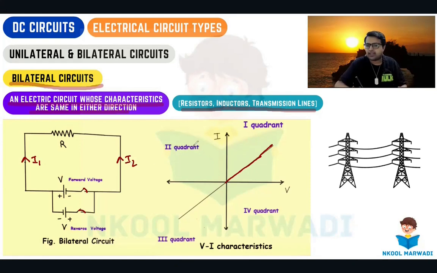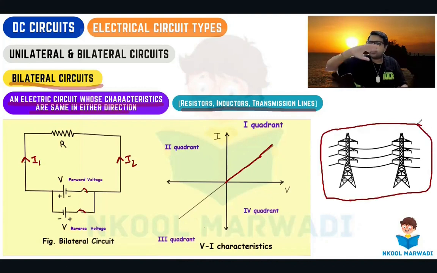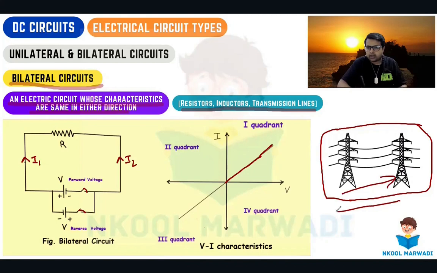A very important application we have is transmission lines. You might have seen transmission lines. In transmission lines, we can pass the current in both directions. We can supply the current either this way or the opposite way. It supports both. So a transmission line is a bilateral circuit, because if the current is passing in either direction, it will not get affected. So these are bilateral circuits.